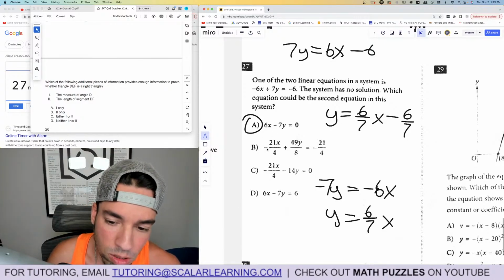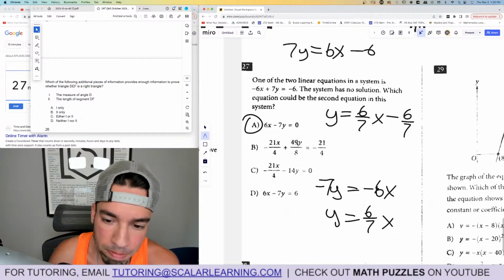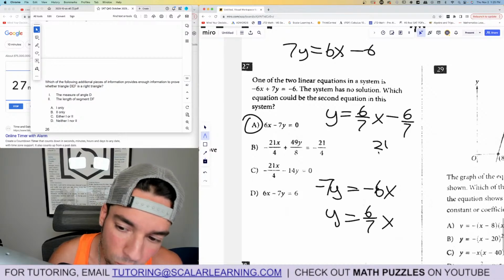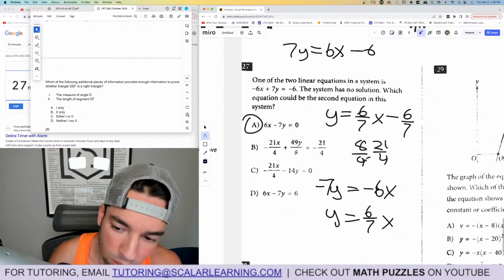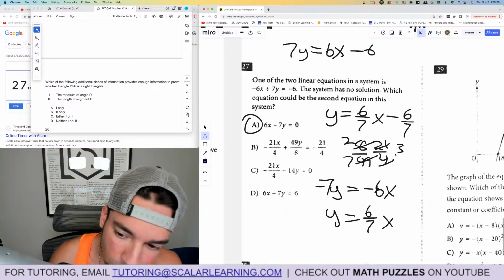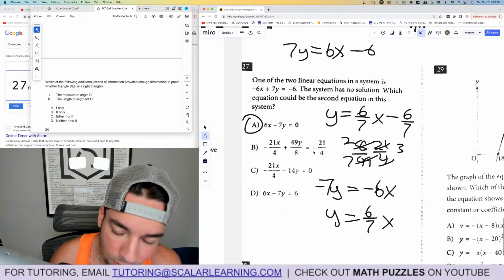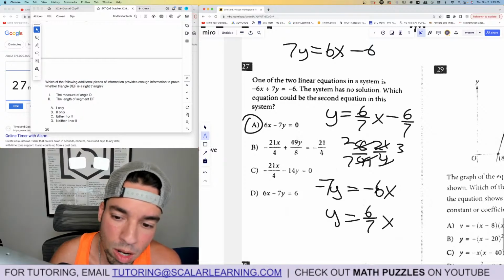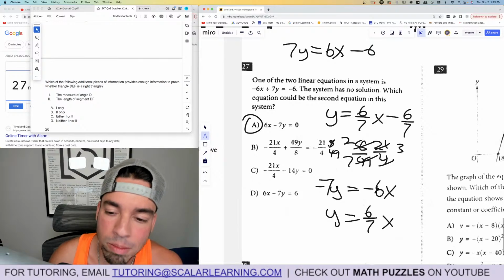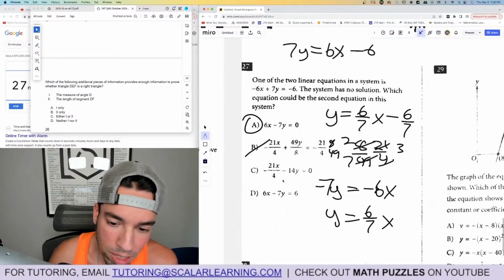If I look at these other ones, let's quickly think about it. This is going to take forever to see, right? If I bring this over, add 21 over 4, multiply by the reciprocal: 21 over 4 times 8 over 49 would be 2, and then that would be 3 over 7. So that would also be 6 over 7. But I'm assuming the y-intercepts would match up, because if you multiply this by 8 over 49, you get 2, 3, 6. Yep, you get the same y-intercept. So these are actually the same lines.